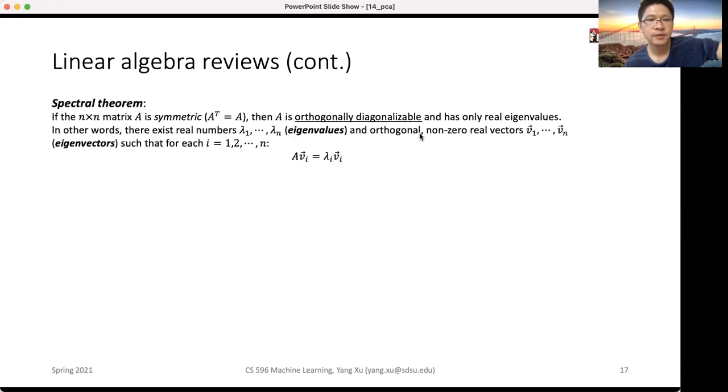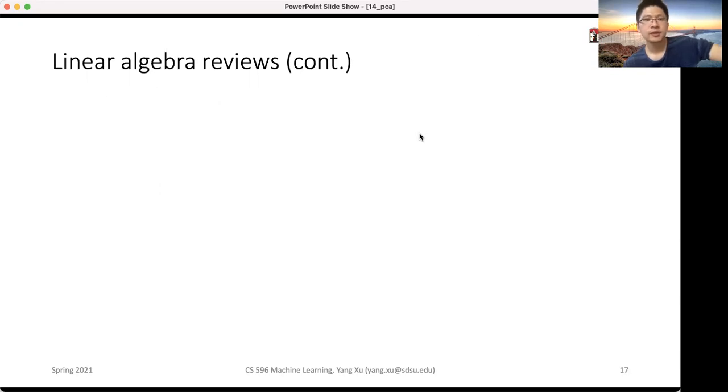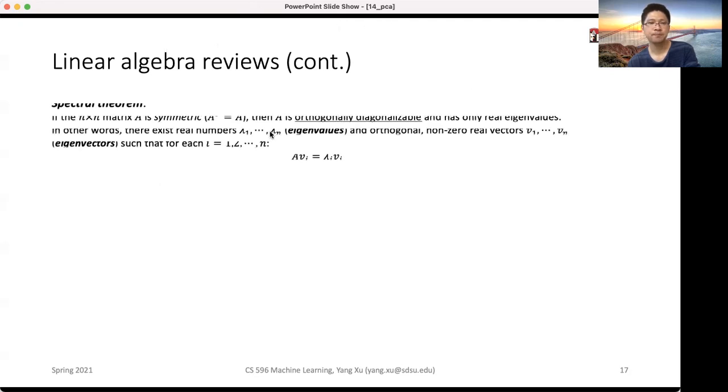So let's further take some reviews. These reviews will be some of the bases for our next step computation. The first is called the spectral theorem. Basically, it determines the number of eigenvalues and eigenvectors.